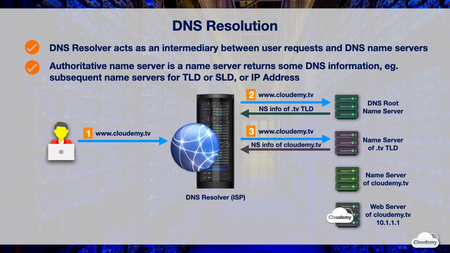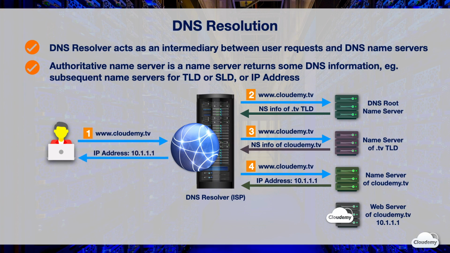The requested name server sends back a list of name servers which store the hosted zone for the Cloudemy.tv domain. They are normally the name servers that provide the DNS service for the domain. The DNS resolver forwards the request to one of the name servers of Cloudemy.tv. The name server checks the hosted zone for Cloudemy.tv, finds the corresponding IP address and returns it to the DNS resolver. The DNS resolver returns the IP address for Cloudemy.tv back to the user's web browser.